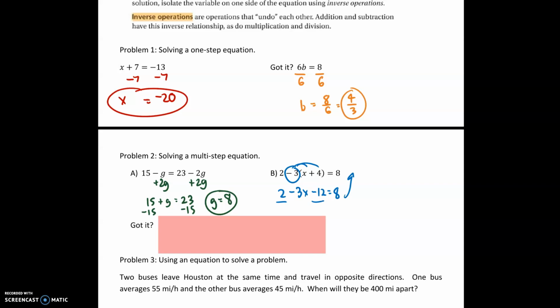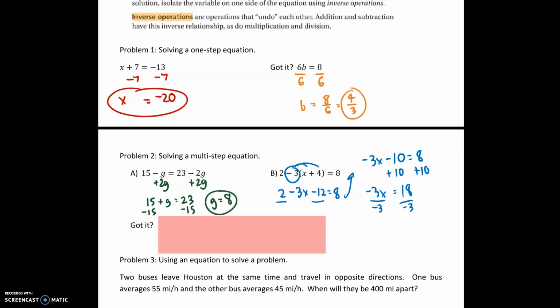Again, noting that we still need to simplify that left-hand side by combining like terms. 2 minus 12, making that a negative 10. We do want to remember that the coefficient for x is negative 3. And then if I take a step to add 10 to both sides, I get negative 3x to be 18. And then take one more step and divide by negative 3.